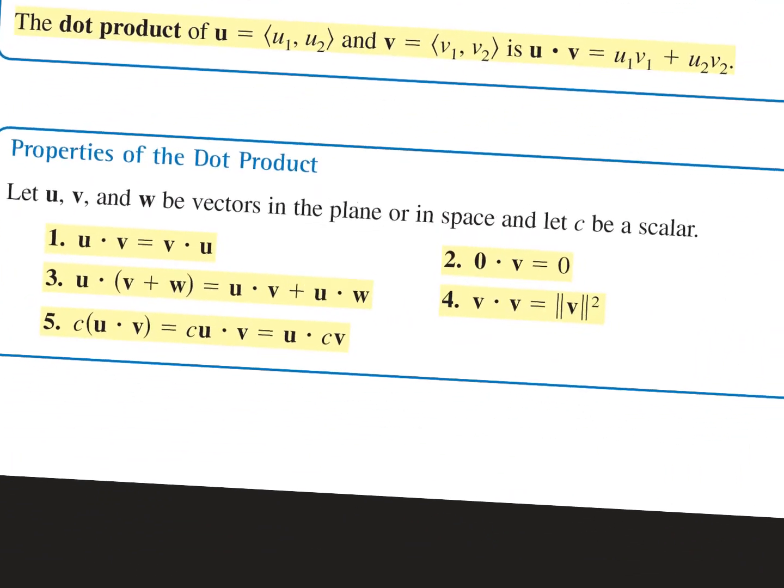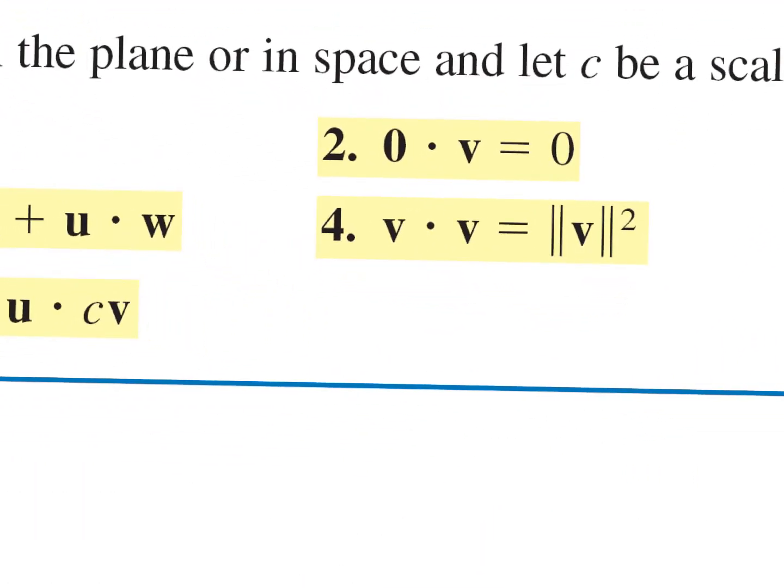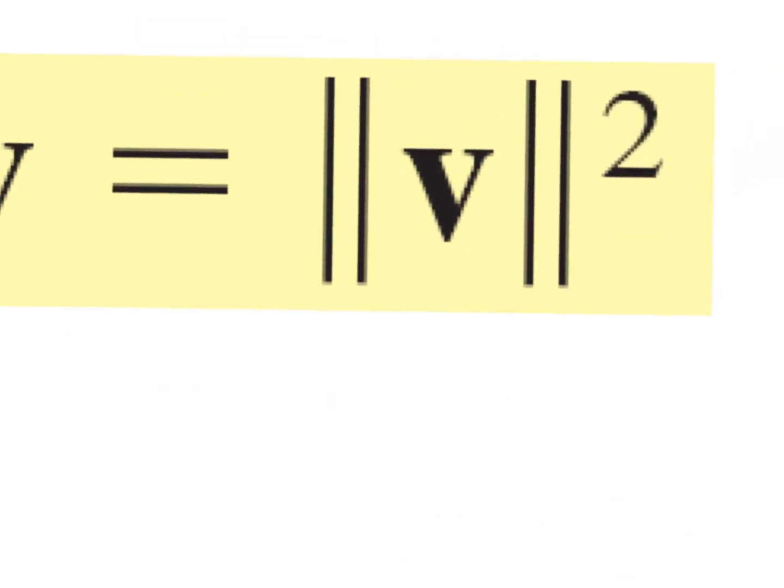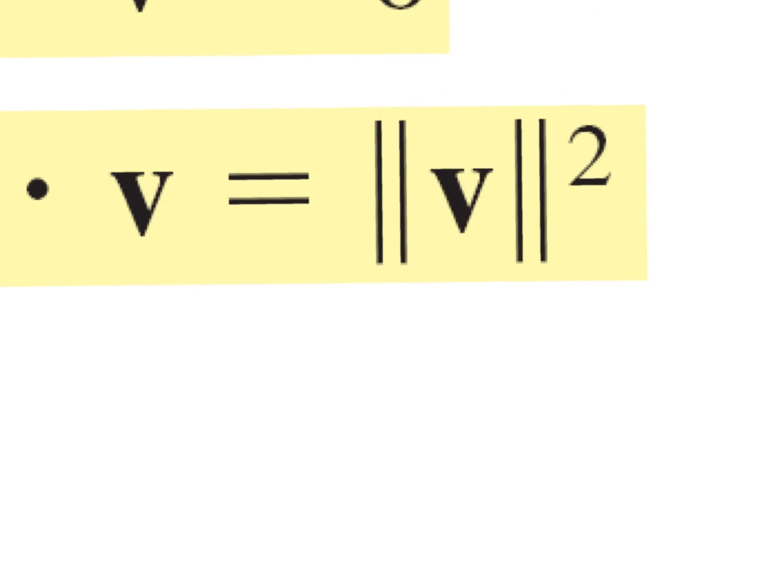We're going to talk about other different things here. Do you notice how v dot v is just the magnitude squared? When they ask you for the magnitude, all that is just vector dot vector.